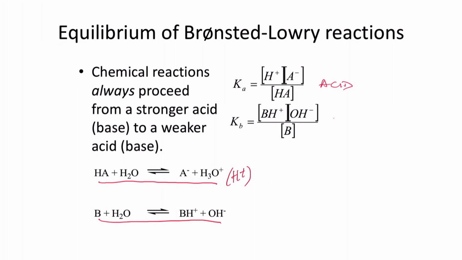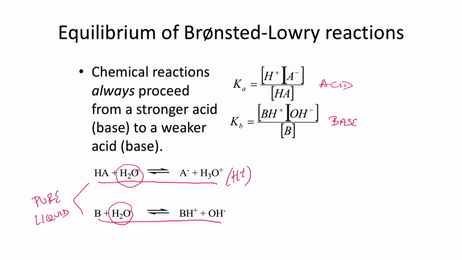And then for the base, I have Kb. This is going to be the products over the reactants once again: the concentration of BH plus times the concentration of hydroxide ion, divided by the concentration of the base. Notice that I ignore the H2O in both cases, because water is a pure liquid and I only have to worry about aqueous solutions.